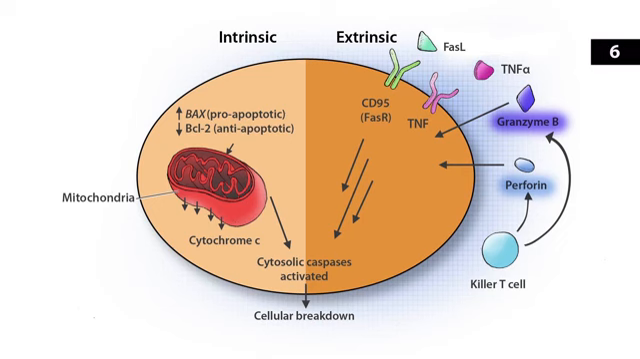Next, what substances do cytotoxic T cells and NK cells use to induce apoptosis in the cells infected with, say, a virus? Well, they're going to use perforin and granzyme B. The perforin makes the holes, the granzyme B goes in and activates caspases.